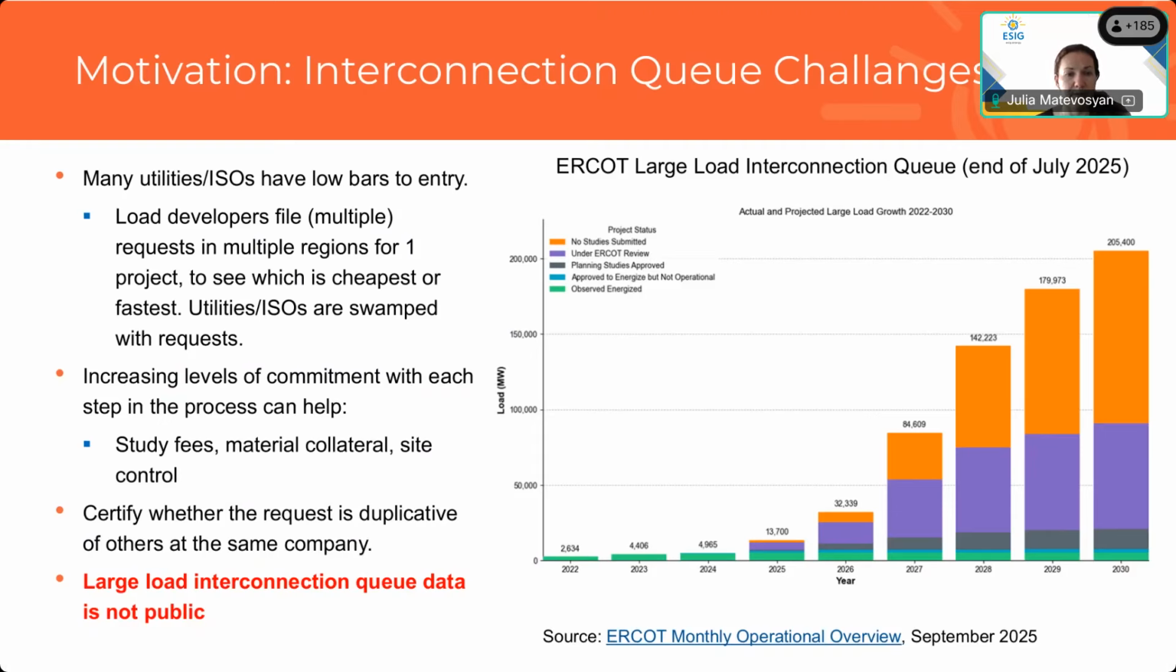Maybe study fees, material collateral, site control evidence, and things like that can add more certainty. Also, finding out which requests are duplicative for the same development would be helpful as well. What adds to uncertainty, though, currently is that large load interconnection queue data is often not public.